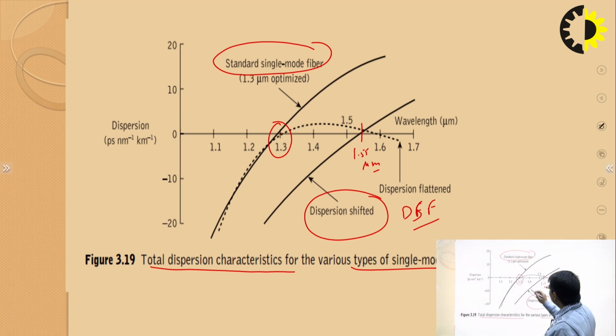Then we have a flat dispersion response in a given range of wavelengths, let's say 1.3 to 1.6. So this is the 1.6 point and this is the 1.3 micrometer. In this type of fiber we get a flat dispersion response in a given range of wavelength. So this type of fiber is known as the dispersion flattened fiber, DFF.